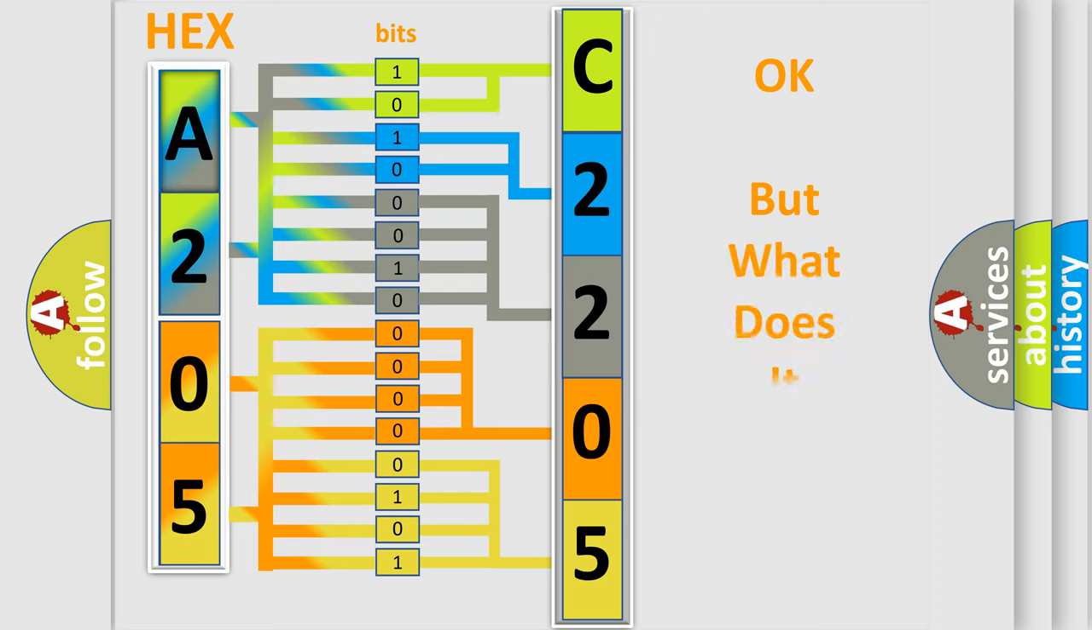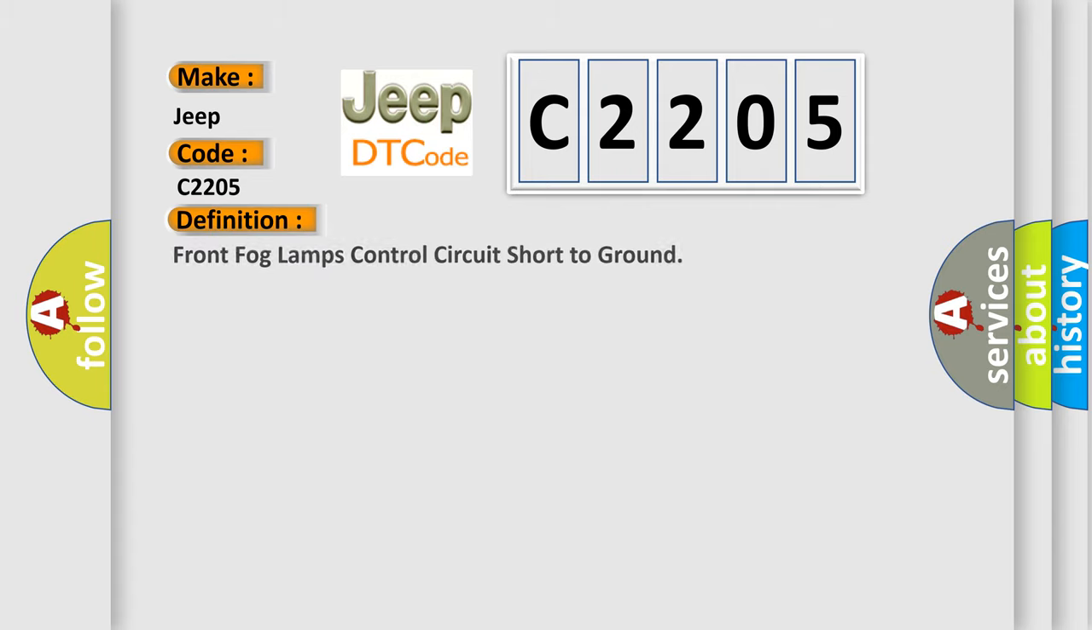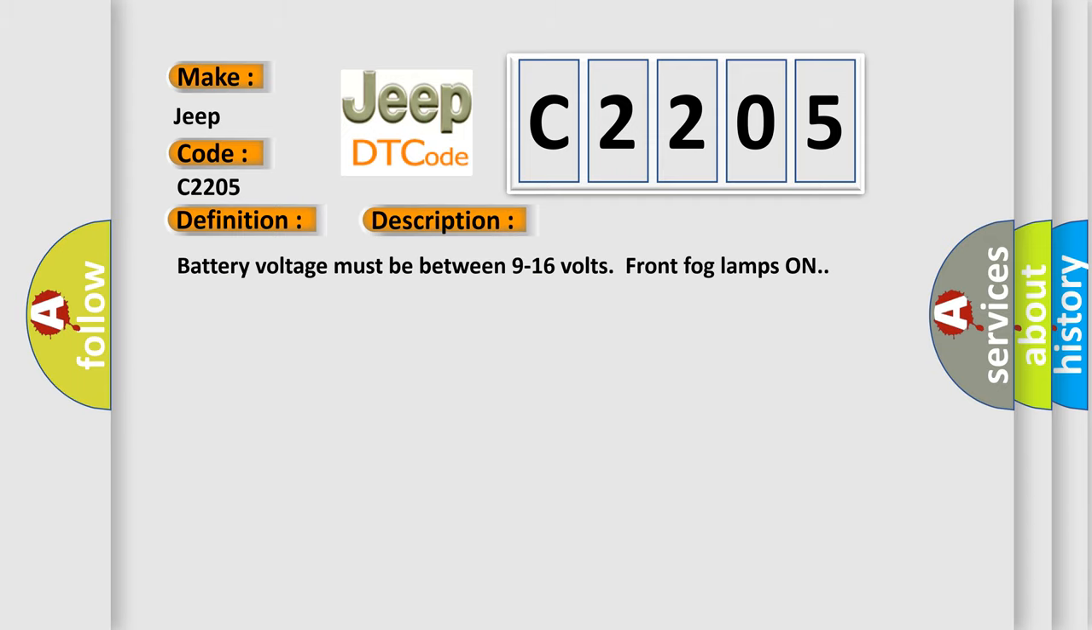The number itself does not make sense to us if we cannot assign information to what it actually expresses. So, what does the diagnostic trouble code C2205 specifically interpret for Jeep car manufacturers? The basic definition is: front fog lamps control circuit short to ground. And now this is a short description of this DTC code. Battery voltage must be between 9 to 16 volts, front fog lamps on.